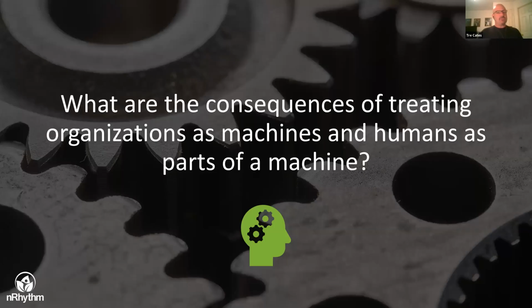And so the question for all of us becomes this: what are the consequences of treating organizations as machines and humans as parts of a machine? Just off the cuff, you can throw it into the chat field: what are the things that really start to show up when this is our primary design?